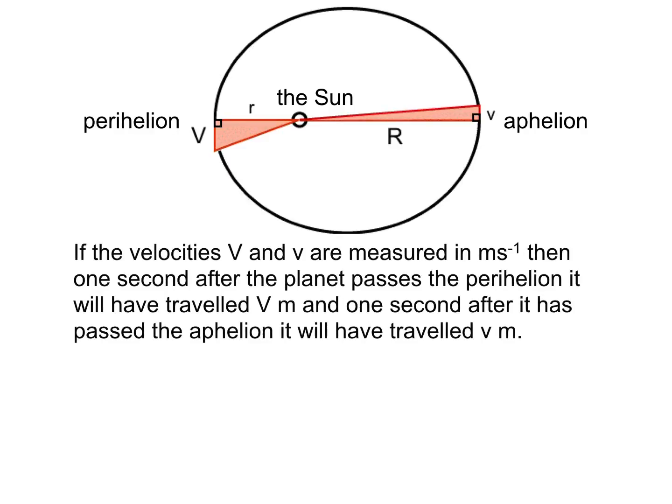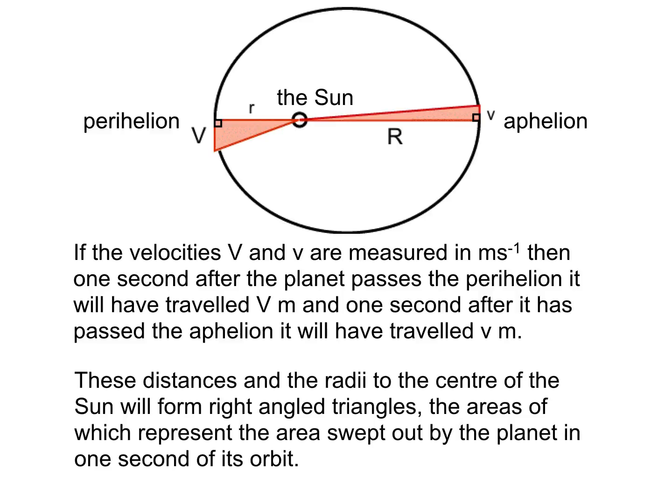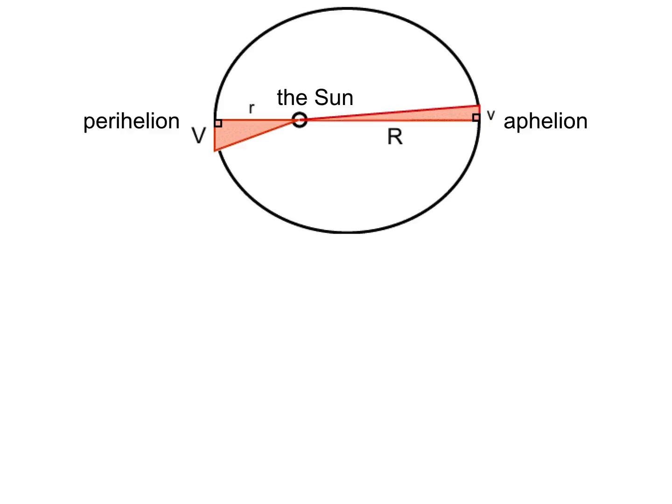So when we look at those two velocities, if they're measured in metres per second, then 1 second after the planet passes the perihelion, it will have travelled big V metres, and 1 second after it's passed the aphelion, it will have travelled a little v metres. So you'll see that the distance travelled at the perihelion in 1 second is greater than the distance travelled at the aphelion in 1 second. And when we look at those distances and the radii, or the distance from the sun, we'll see that those two distances are two sides of a right-angled triangle. And if we look at the area of that right-angled triangle, that would represent the area swept out by the planet in 1 second of its orbit.